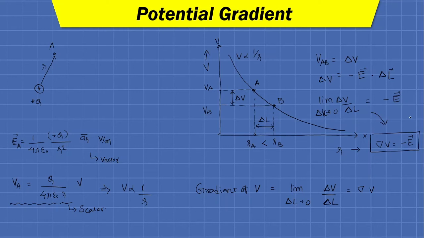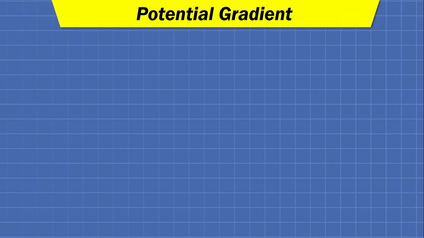Now the physical meaning of gradient is very essential to understand. The physical meaning of a gradient is nothing but the slope of the voltage versus distance characteristic.